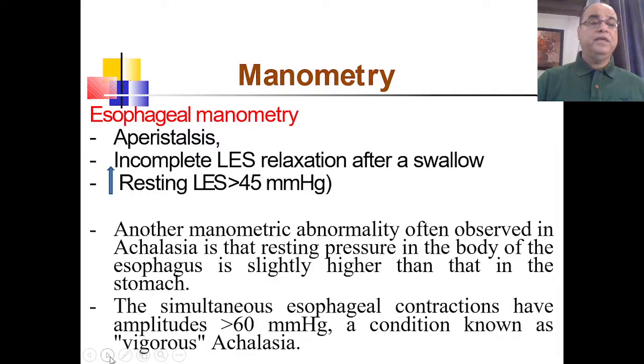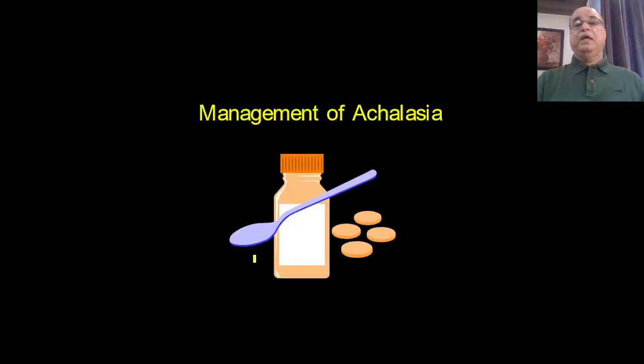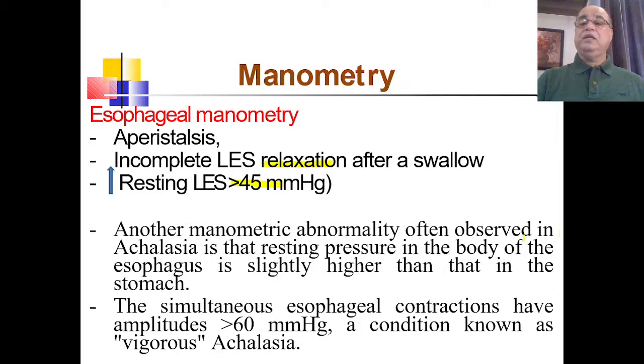Then there will be incomplete lower esophageal sphincter relaxation after a swallow, and there will be increased lower esophageal sphincter pressure, which will be even more than 45 millimeters of mercury. Another manometric abnormality which is often observed in achalasia is that resting pressure in the body of the esophagus is slightly higher than that in the stomach. The simultaneous esophageal contractions will have an amplitude of more than 60 millimeters of mercury, a condition which is known as vigorous achalasia.